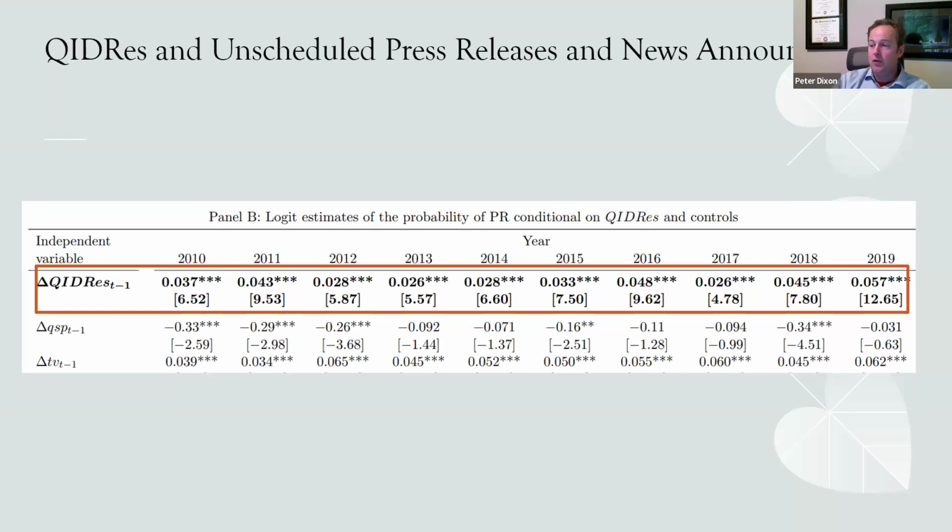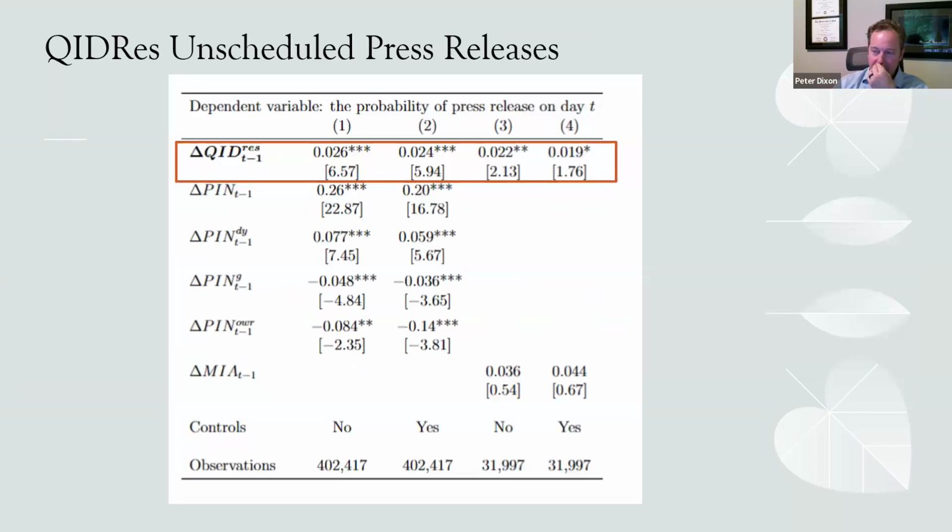And we do. The cool thing is we run these regressions every single year, because we also want to see whether this measure works throughout time. Every single year it is positive and statistically significant, suggesting that QuidRes does predict the arrival of unscheduled press releases, which is consistent with informed trading. Okay, so the next thing we want to look at is whether it has incremental ability to predict unscheduled press releases. It's the same basic logit setup.